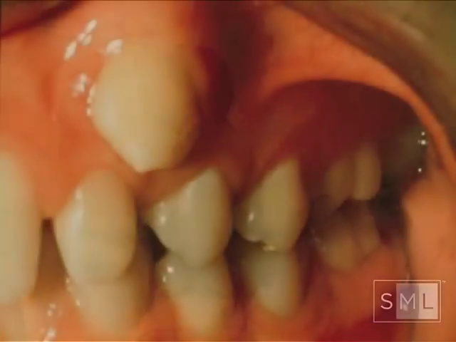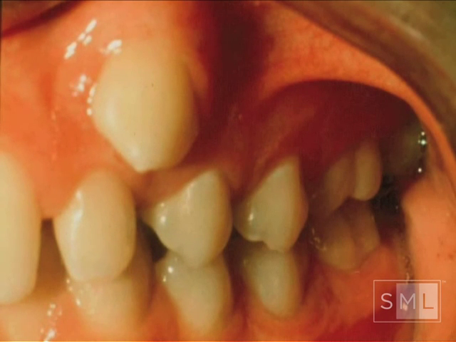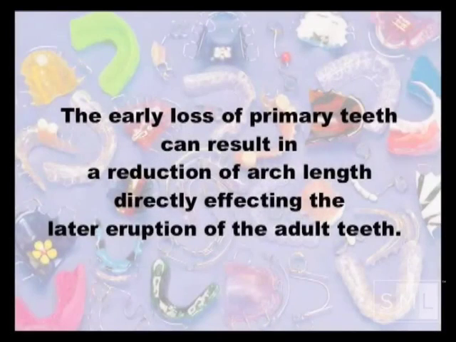What your decisions become when you have a cuspid sitting high like this is, can I distalize posterior segments and make room for the cuspid, or do I need to extract a bicuspid or a molar, or do air rotor stripping, or do some other technique to regain space for this cuspid? And those techniques are certainly a lot harder to accomplish. So the early loss of primary teeth causes a reduction in arch length, and it directly affects the eruption of the adult teeth. Now, here's what happens.